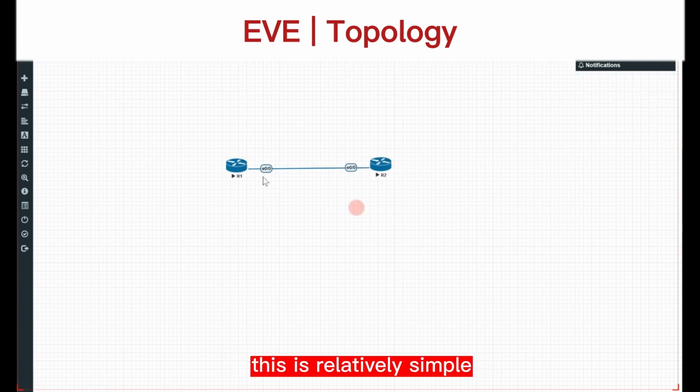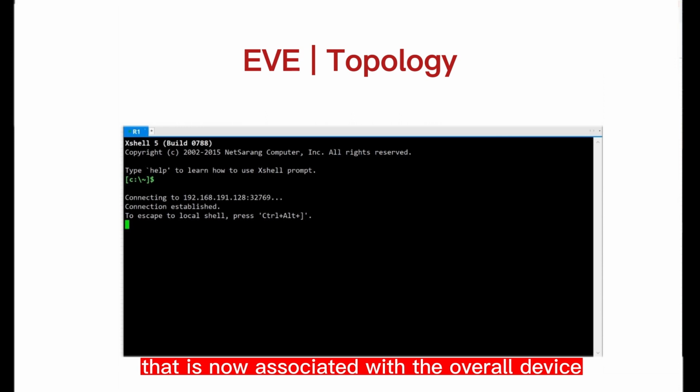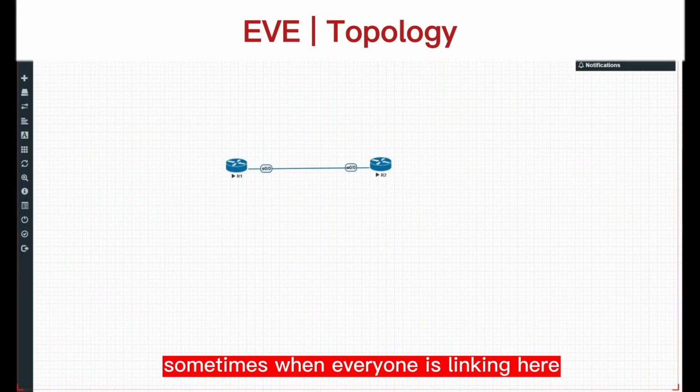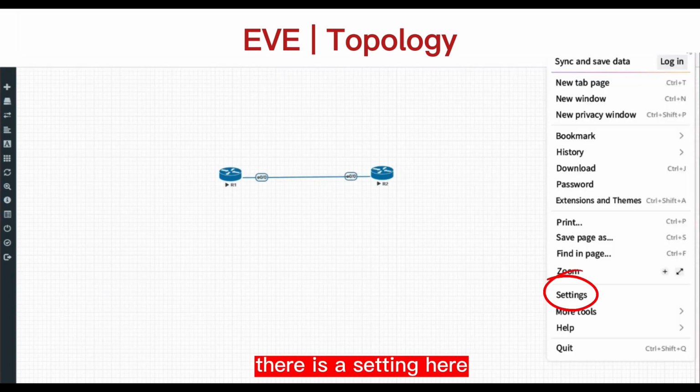This is relatively simple. Just click it, and then there will be the connector that is now associated with the overall device. Sometimes, when everyone is linking here, it may go wrong. You may find, after clicking, nothing at all, or a web page pops up. Let me explain why. There is a setting here.